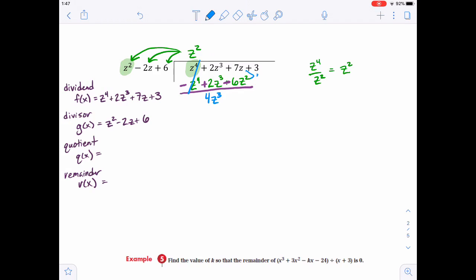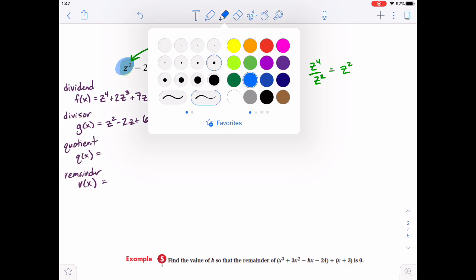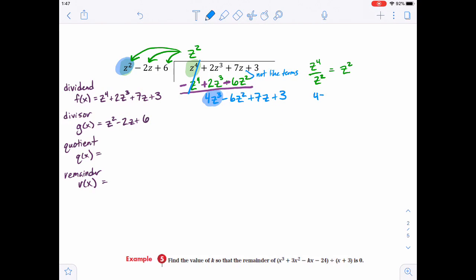Oh, not like terms. They don't combine, so we just write them down individually. Minus 6z squared. We want to make sure it's in standard form. Plus 7z plus 3. Rinse and repeat. First term: 4z cubed divided by z squared gives us 4z, plus 4z.